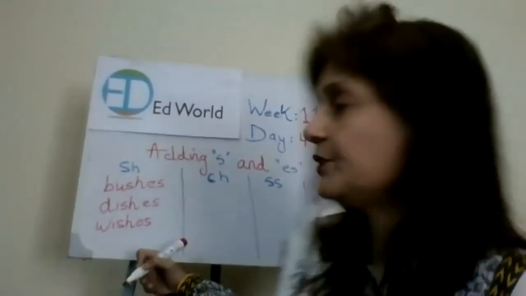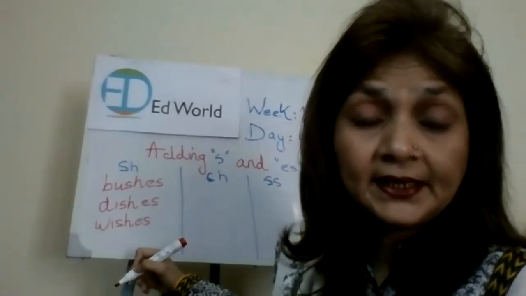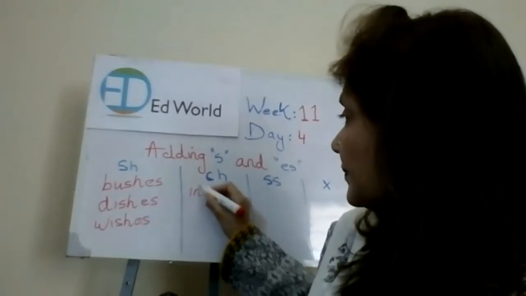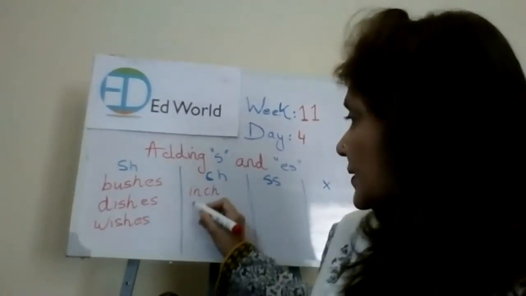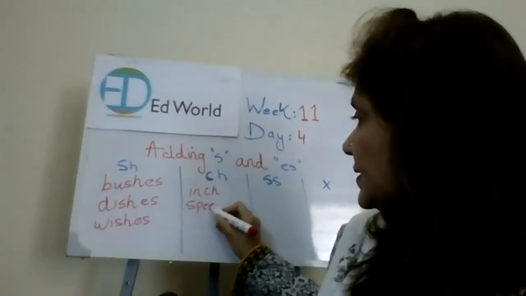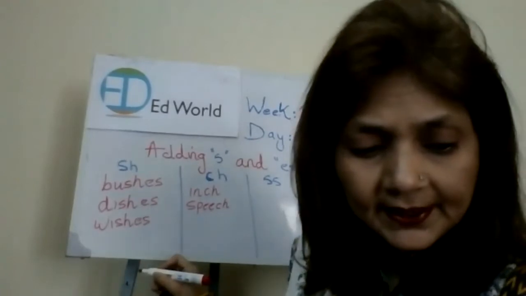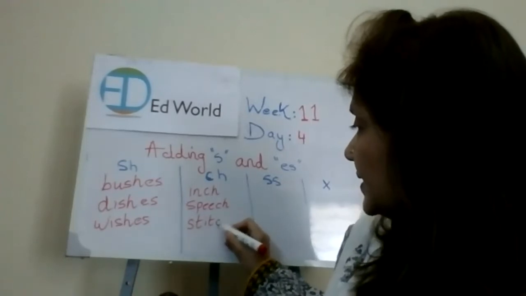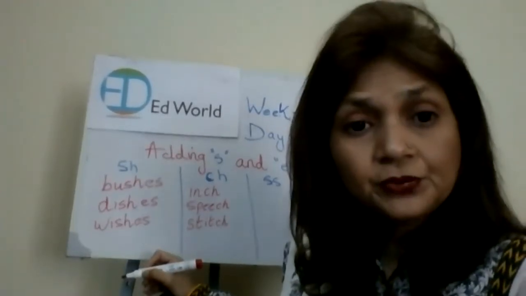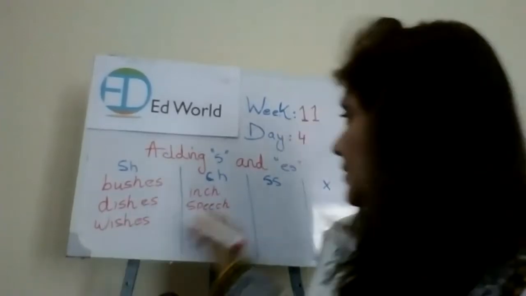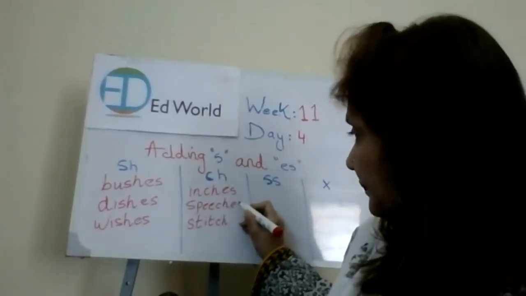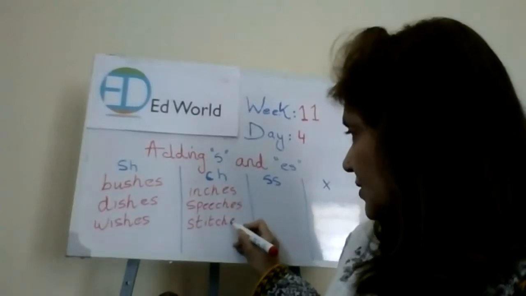Understood? Now, in the same way, if there are some other words that end with ch, like inch, like pinch, speech, then it is stitch. Now we are just going to add es to make them plurals. Inch will become inches, speech will become speeches, stitch will become stitches.